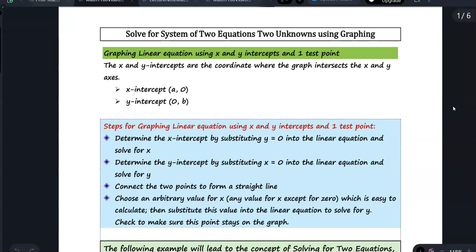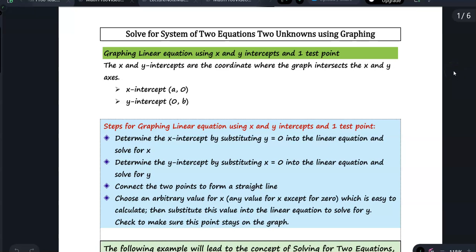Hello everyone. In this video, we will learn how to solve a system of two equations, two unknowns using graphing. But before we get into this, we need to learn how to graph a linear equation first. The method that I'm going to show everyone to graph a linear equation is to use x and y intercepts and one test point.